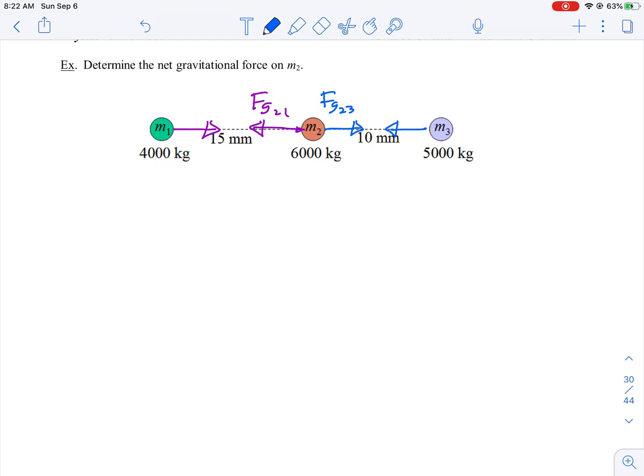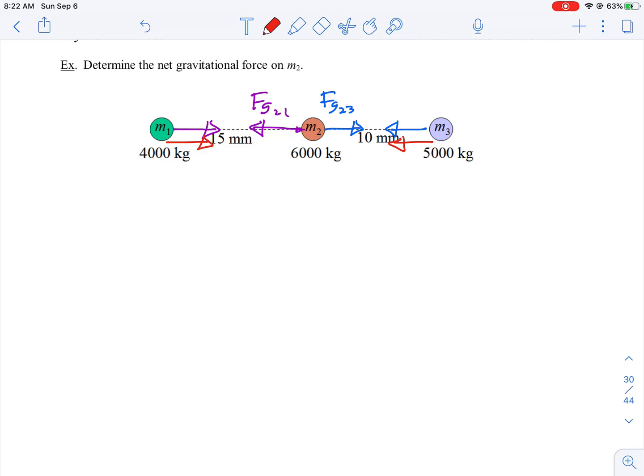Finally, with a new color, you can see that 1 and 3 will also attract each other. So 1 is going to exert a force of attraction on 3. 3 exerts an equal but opposite force on 1. But can you see that neither of these two forces acts on M2, so we don't care. All right, so now we actually have our formula, our force diagram, and that's how we start this question.